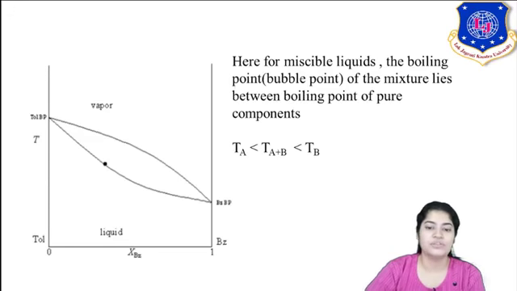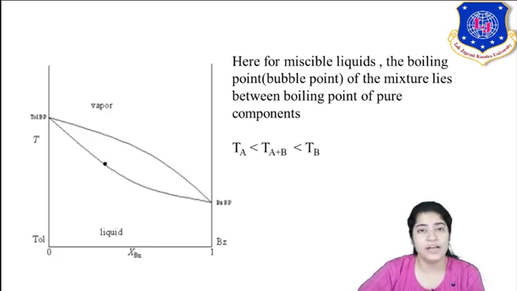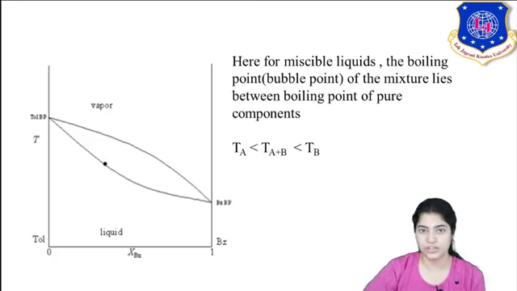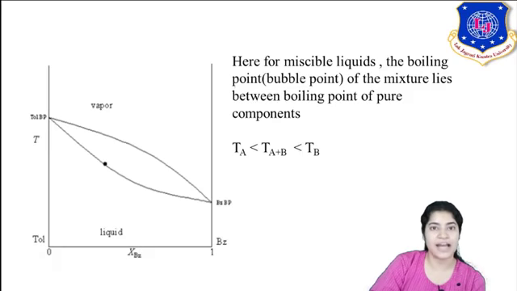Now toluene and benzene are miscible together. What is the meaning of miscible? It means they mix homogeneously. Hence the boiling point, the bubble point, since for a mixture we take the bubble point, the bubble point of the mixture lies between the boiling points of the pure components.